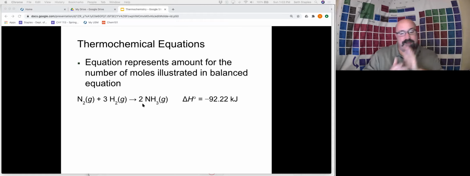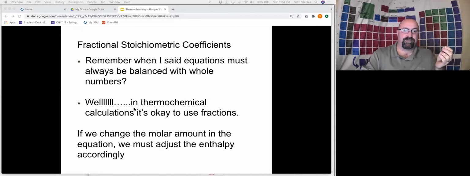One of the things that you might be seeing about chemistry by now is that oftentimes we'll introduce a concept or a rule and say, this is the way it is, and then we make exceptions to that later on. Now we're going to make an exception. Remember when I said back when we were balancing chemical equations that equations must always be balanced with whole numbers? Well, in thermochemical equations, we can actually use fractional numbers for our coefficients.